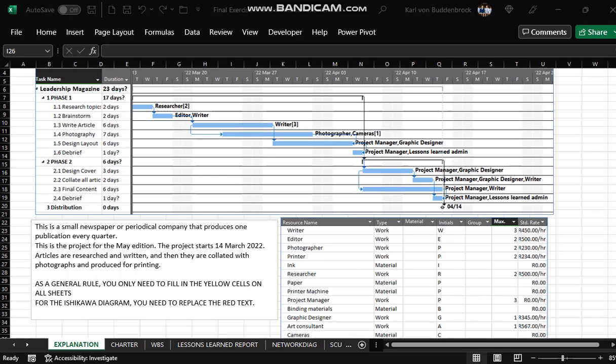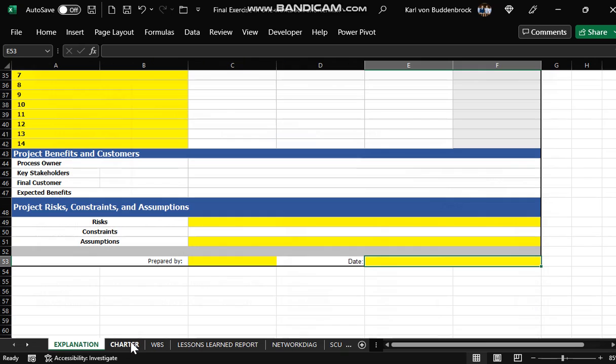Here is just a brief explanation of what is required for the final assessment, shorter, for the 3-day project management. Sheet 1 is just a description. There is the Gantt chart. This is the resource sheet, and this is the explanation. The charter is very easy.